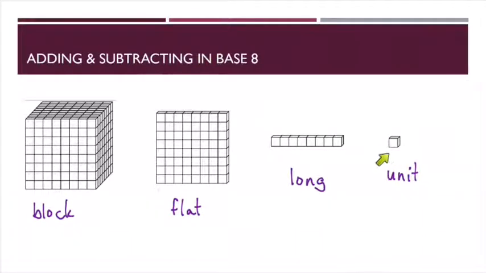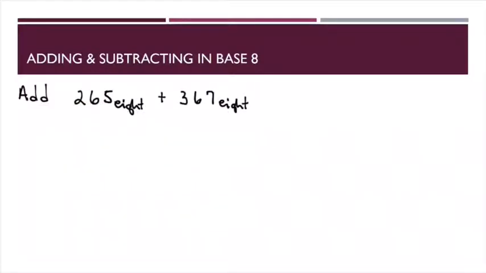Well, a unit is still just a unit, but now a long is an 8 by 1 set of units, and a flat is an 8 by 8 set of units, and of course a block is 8 by 8 by 8. So we still are going to be able to use place value. The only thing that's different is how we will combine pieces at the end, or how we will break larger things up into smaller things.